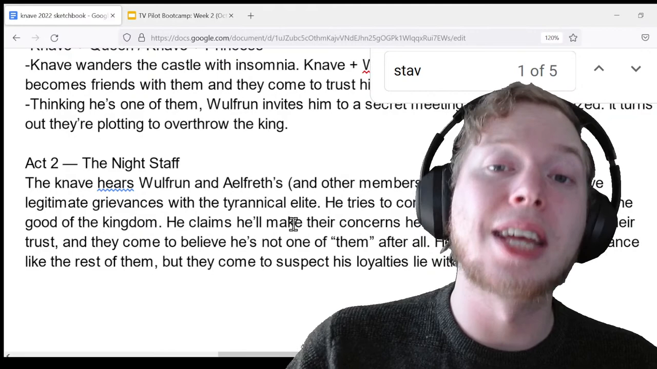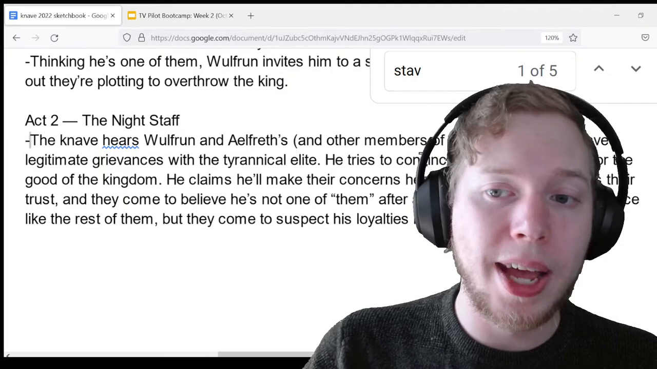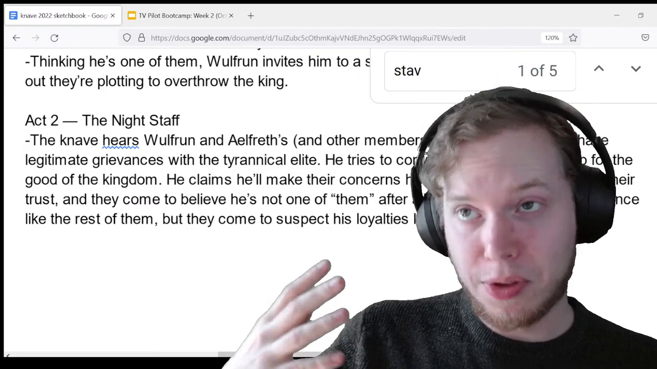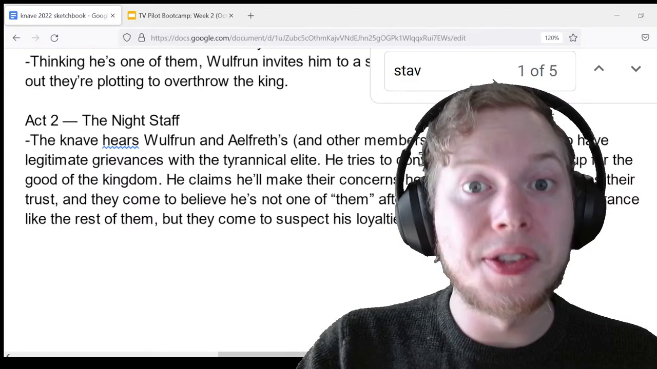So the Knave goes to the secret meeting in our first scene, and he hears Wolfren and Elfrith. That's the two organizers of the staff. It's a castle guard and it's a chambermaid. They have very legitimate grievances against the tyrannical elite. Our taxes are way too high. They execute us for even stepping out of line. They're always oppressing us and recruiting us as conscripts for their armies. We're done with it. These nobles are crazy. We want to get rid of them.